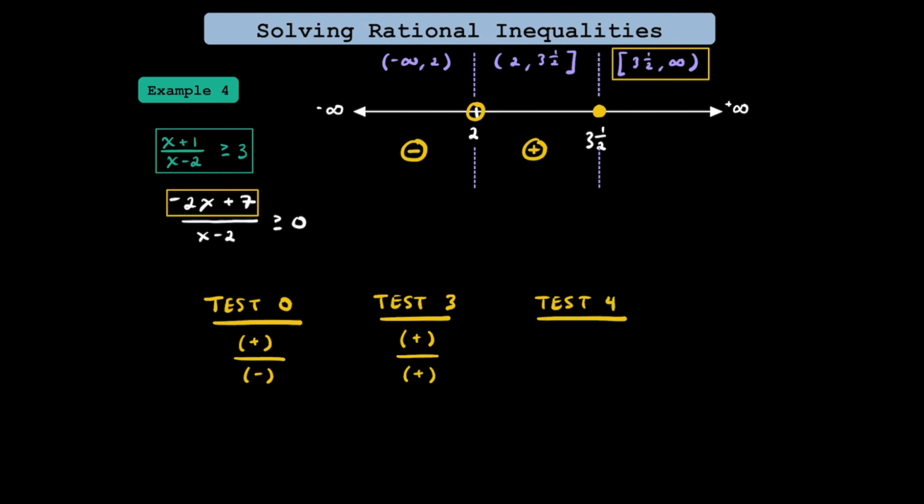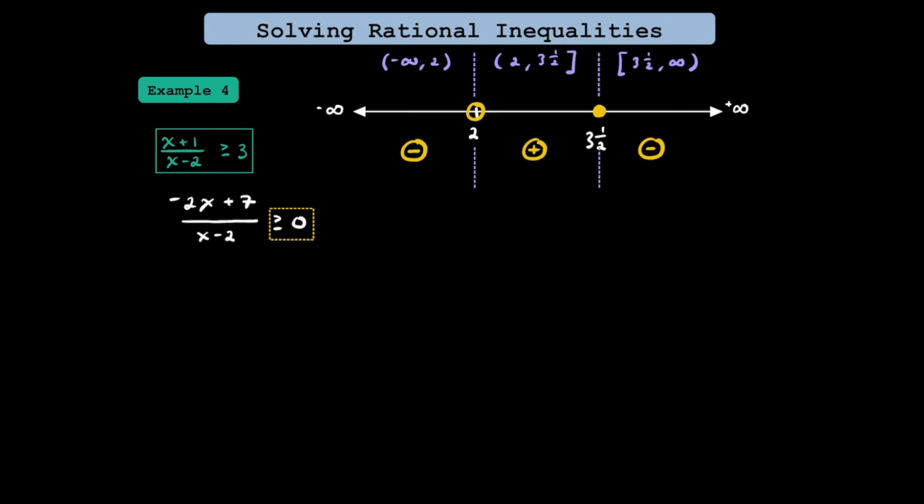Negative 2 times 4 is going to be negative 8, and negative 8 plus 7 is going to be negative 1. The numerator is going to be negative. In our denominator, 4 minus 2 is going to be 2, which is going to be positive. A negative divided by positive is a negative, so everything in this interval is negative. Since we're looking for intervals that are greater than or equal to 0, this first one's not going to work, this middle one will, and this last one won't.